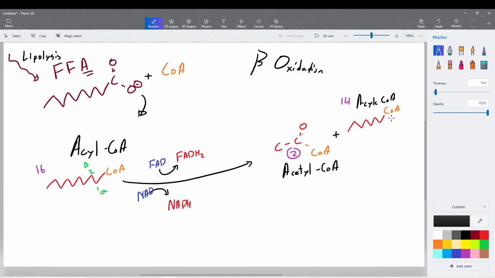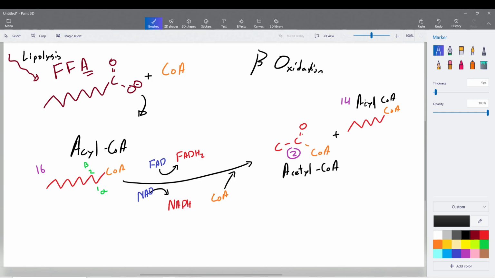Notably, I have to add in another coenzyme A along this process. I have to add in 1 every time I run it through beta oxidation. So this is always useful, right? Anytime I want to make acyl-CoA, I'm going to have to add in a molecule of coenzyme A.